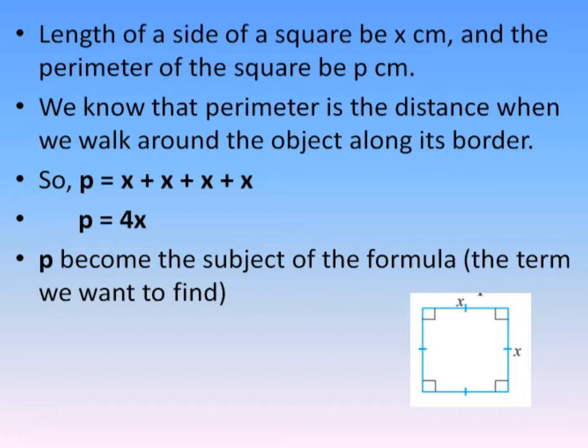Perimeter is the distance when we walk around the object along its border. For the perimeter of this figure, let's begin from this point. Then we have to walk on this side, then this side, and come to this side and come back to the starting point. So this is x, x, x, x. We are going to add these 4 x's. And then p is equal to 4x. So the perimeter is 4x, where p is the subject of the formula, the perimeter which we want to find.